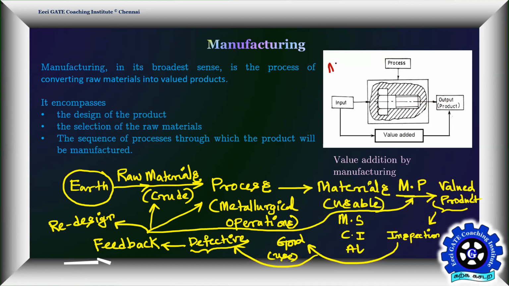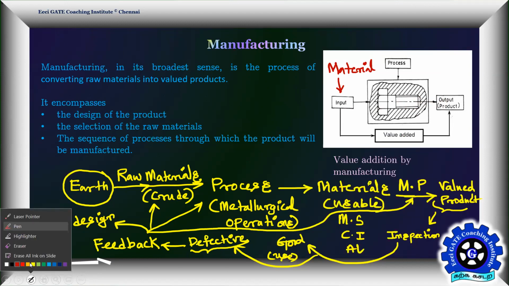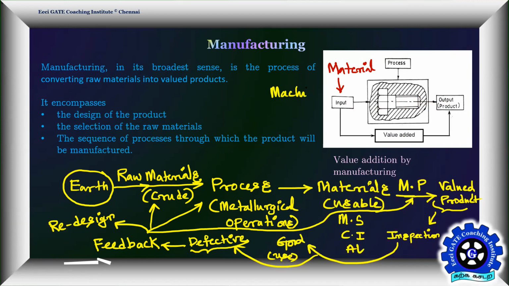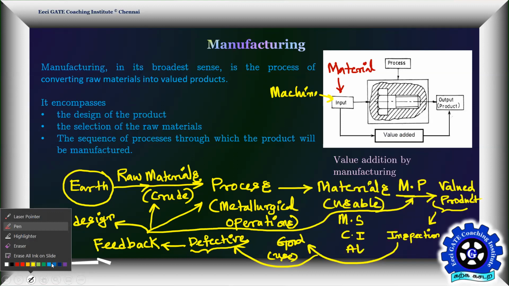Correct. Material, like cast iron, for example. Let me write this. Material is one of the inputs. Any other? The tools required are the input, sir. Machine, right? You need a machine, yes, sir. So let me write machine here. Any other? Material, machine. The measuring instruments, does it count? Let us say all things are coming under machine only.